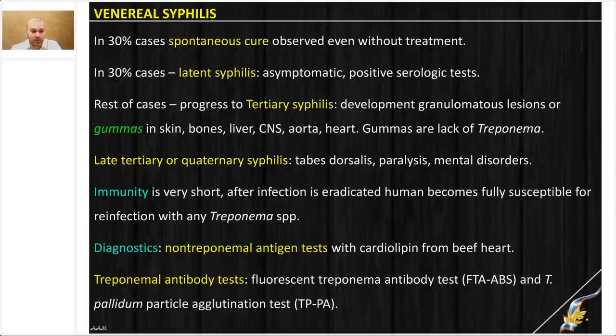And the second group of tests is treponemal tests. They're usually based on identification or use of antibodies against treponema. And those tests are more precise. They have a much smaller number of false results. And usually we use the same fluorescent, immunofluorescent test or agglutination test, TPPA, to identify treponema in clinical samples.